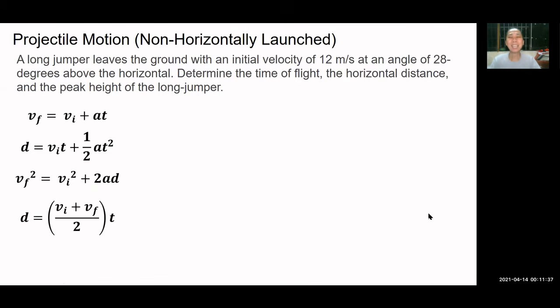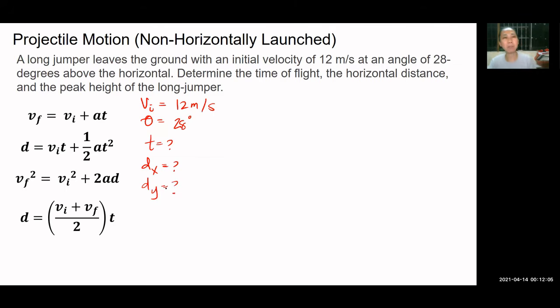Okay, so again, identify muna natin yung mga given natin. So meron tayong initial velocity dito na equal sa 12 meters per second. And then meron tayong angle, yung launch angle natin, which is 28 degrees. Okay? So, kailangan natin hanapin yung time of flight, yung horizontal distance, dx, at saka yung peak height. So, tawagin natin siyang dy. Okay?